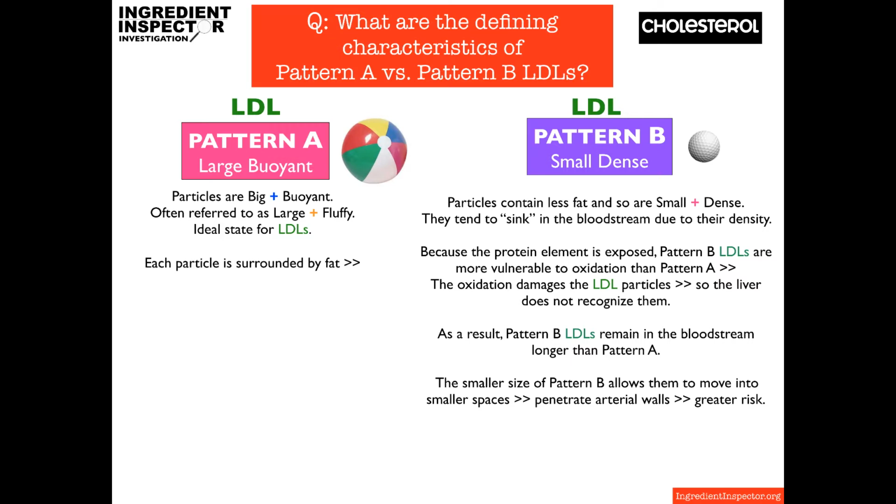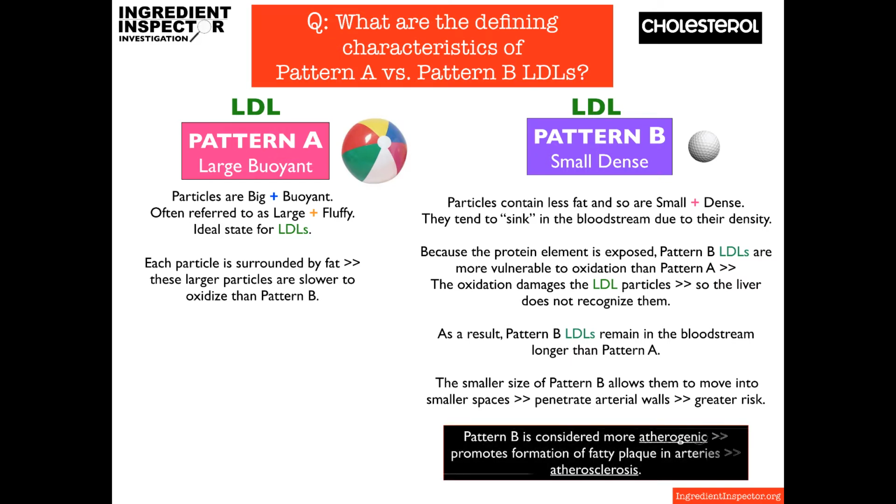With Pattern A, each particle is surrounded by fat, and so these larger particles are slower to oxidize than Pattern B. Pattern B is considered more atherogenic. It promotes the formation of fatty plaque in the arteries, which is referred to as atherosclerosis.